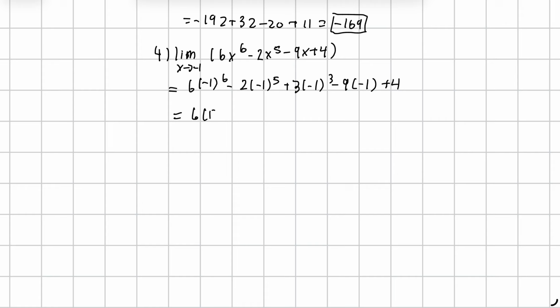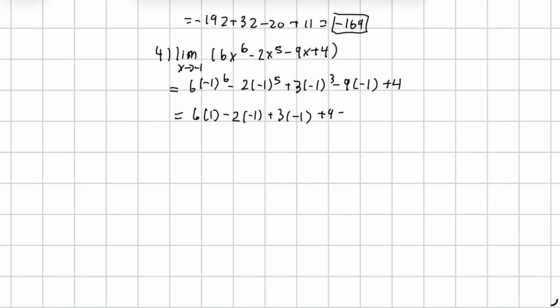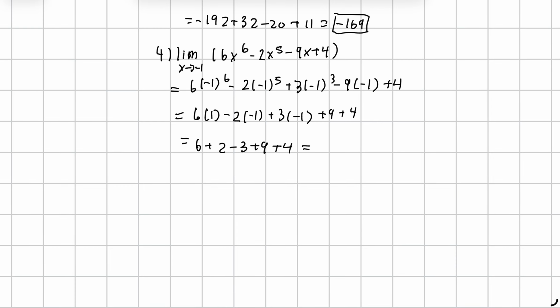So 6, that becomes 1 minus 2, negative 1 plus 3, negative 1 plus 9 plus 4. And we have 6 plus 2 minus 3 plus 9 plus 4. And adding those all together, you're going to get 18.